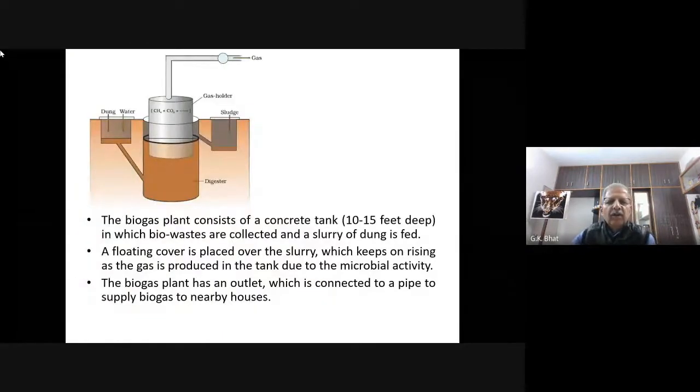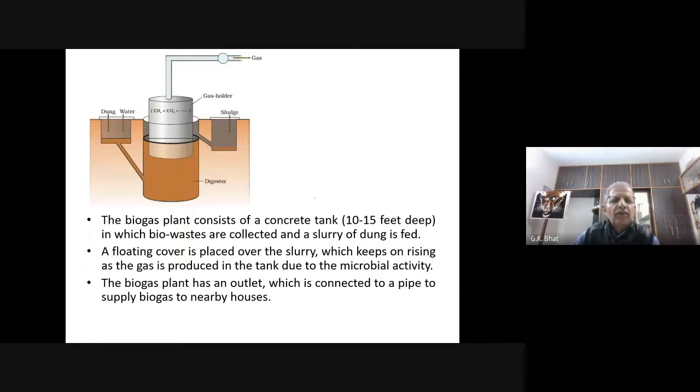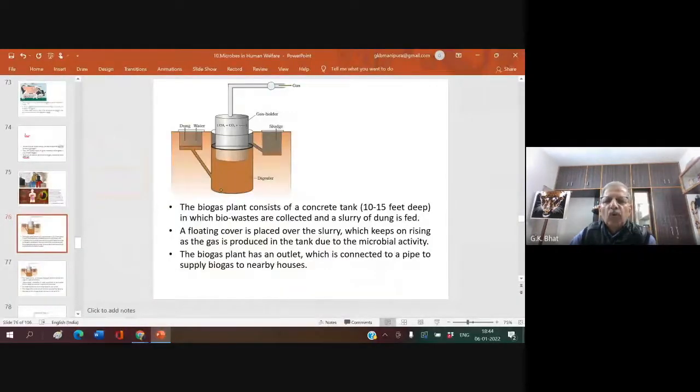The biogas plant consists of a concrete tank. This is what may be asked sometimes as a 4 or 5 marks question. A biogas plant consists of a concrete tank 10 to 15 feet deep, in which biowaste is collected and a slurry of dung is fed. Here you see that dung mixed with water is put in.